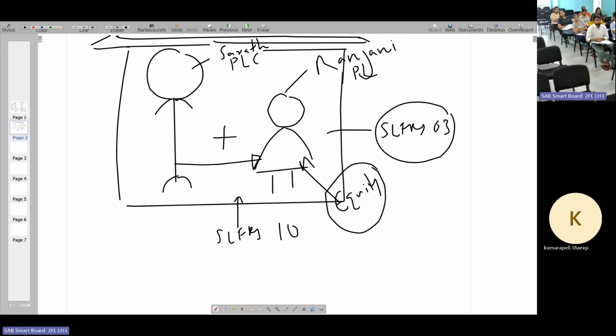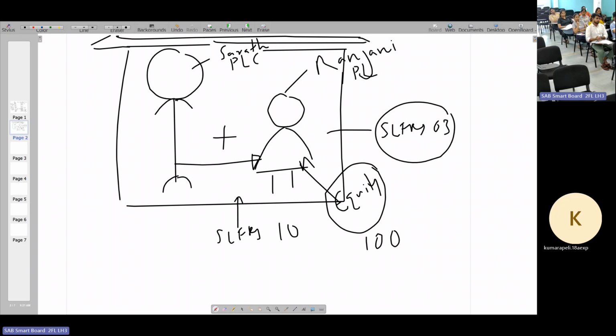In order to control, what is the minimum percentage to be acquired from the equity? Equity consists of shares, ordinary shares. Ranjaniට shares 100ක් තියෙනවා. Sarat should acquire minimum 50.